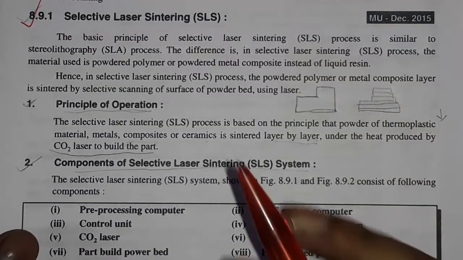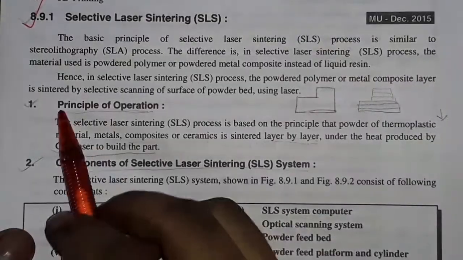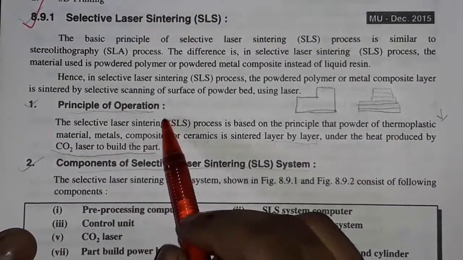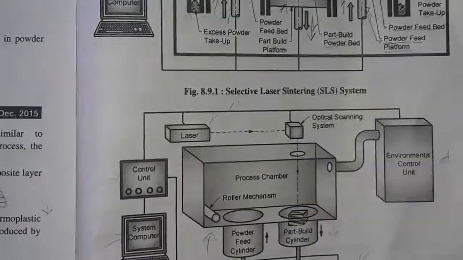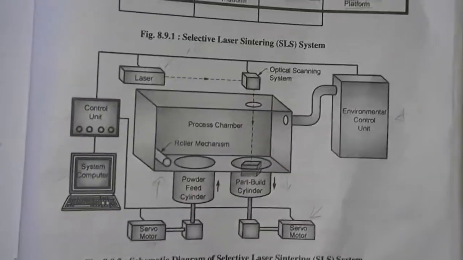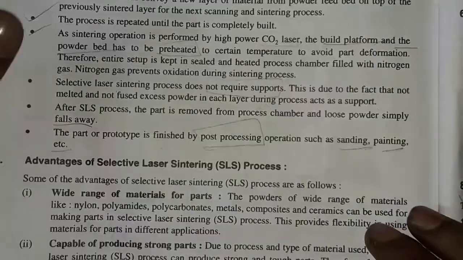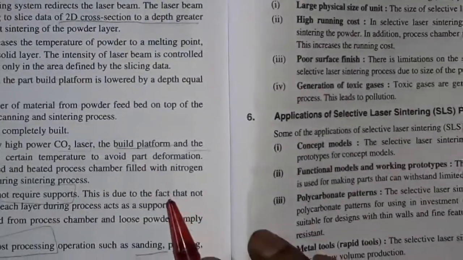So friends, in this video we have learned the selective laser sintering process. We learned its principle of operation. We understood its components with the help of those two diagrams, this one and this one. And then we learned its working, and there are some advantages, limitations and applications of the selective laser sintering process.